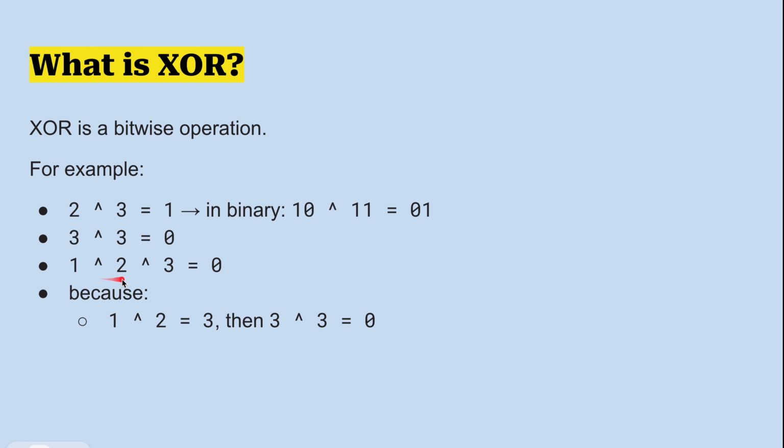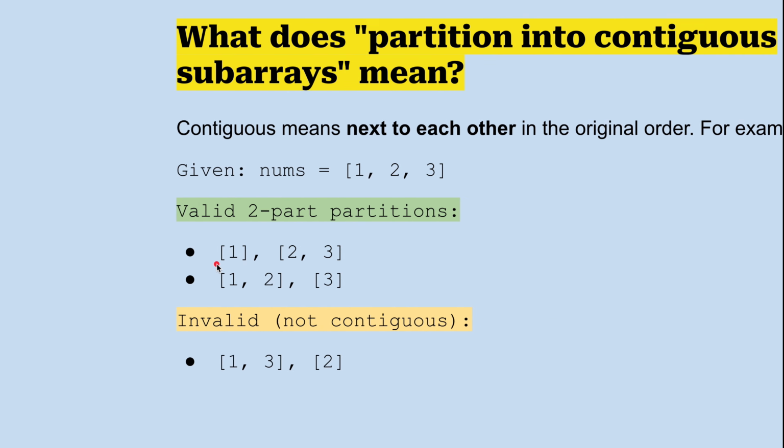If we take 3 XOR 3, we get 0. If we take 1 XOR 2 XOR 3, we get 0, because first 1 XOR 2 gives 3, and then 3 XOR 3 gives 0. Understand? Like this we operate the XOR operation.